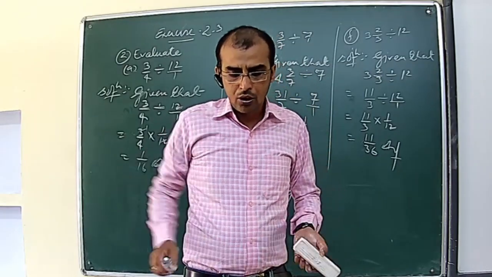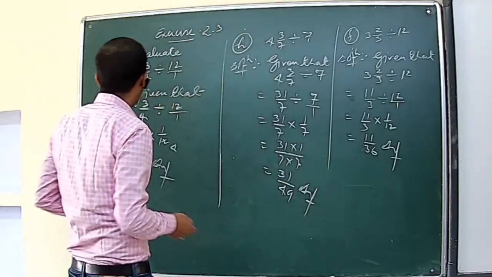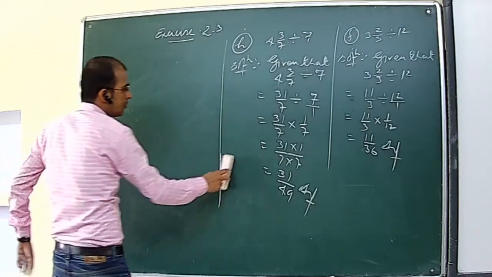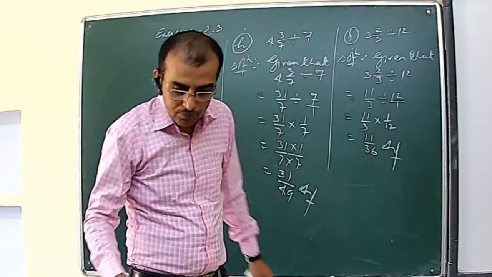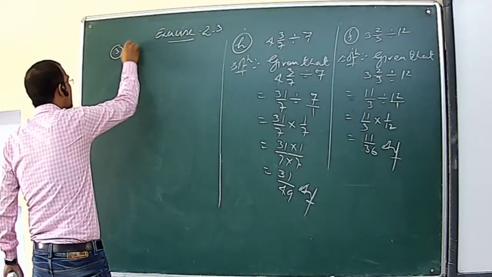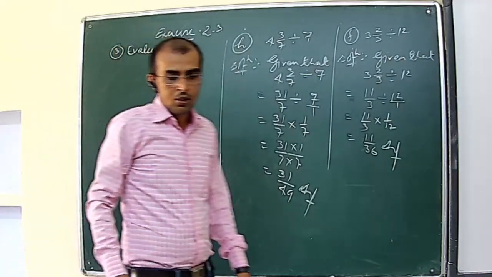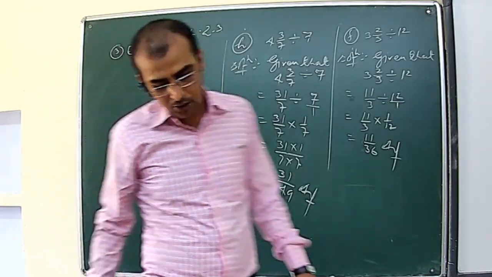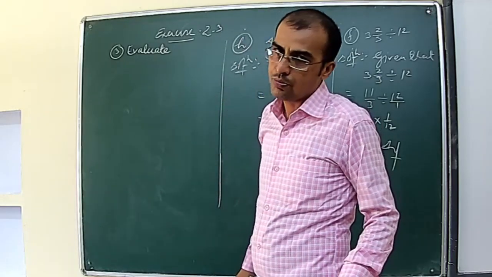Last question I am going to solve. Question number 3. This is the last question of exercise 2.3. Evaluate. Question number 3 also says evaluate. What to do in this question? 2 by 5 divided by 1 by 2. There is an H part also given here, means 8 parts are given. So, some problems I will solve and this problem you will solve.